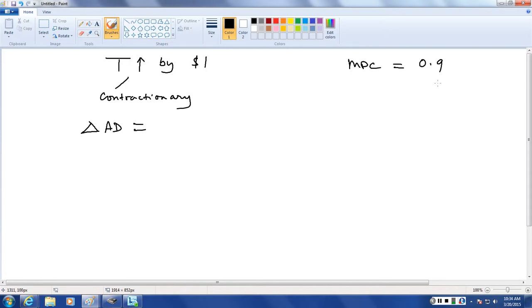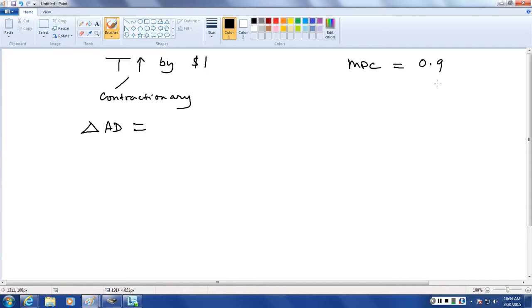But now I'm talking about a reduction of $1 in your income. A $1 reduction in your income. By how much would you now reduce your consumption spending? It works the same both ways, you know. If you have an extra dollar of income, you spend the MPC part of it, correct? If you have $1 less of income, you reduce your spending by 90 cents.